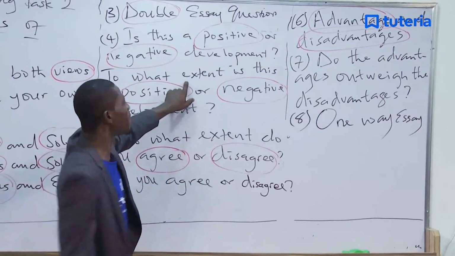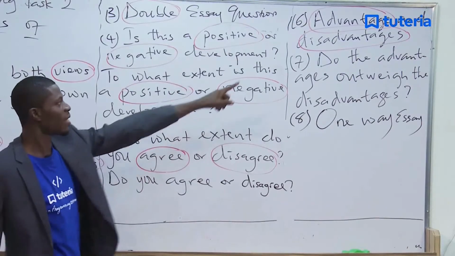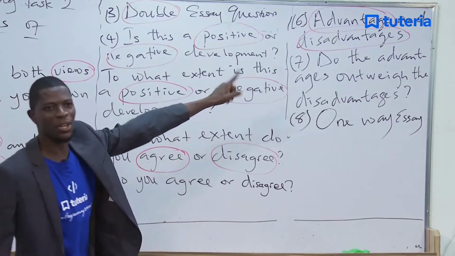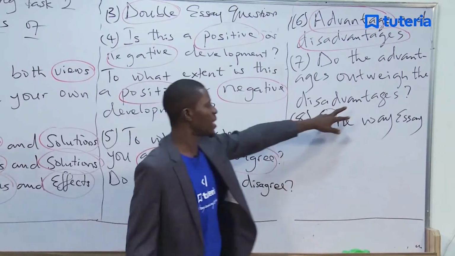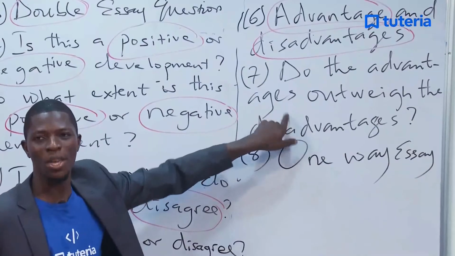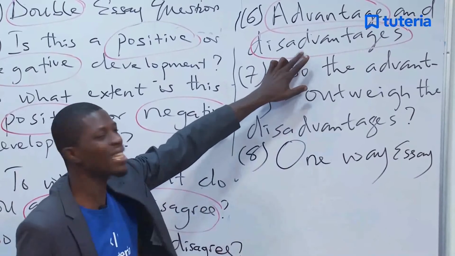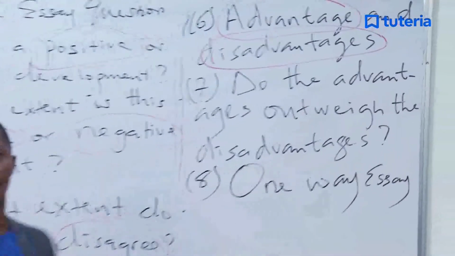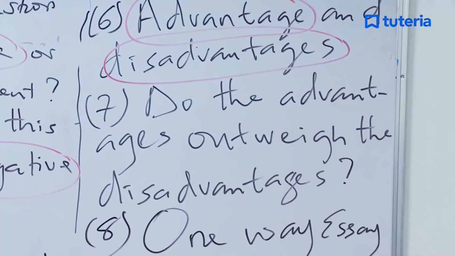And this is an opinion essay. Madam, this is an opinion essay. This is not an opinion essay. Now we have: do the advantages outweigh the disadvantages? This is an opinion essay as well. So it's slightly different from this. Okay? So the last one is what?